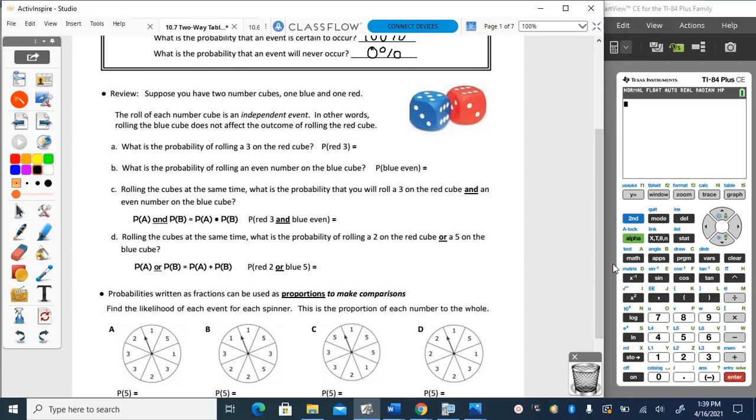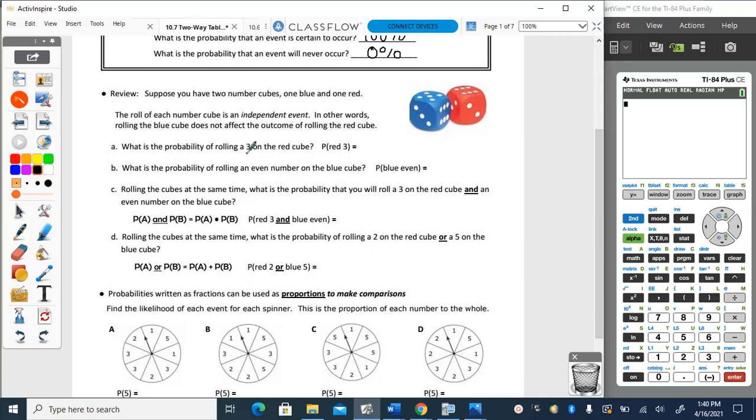All right, so let's look at a couple of things. Suppose you have two number cubes, one blue and one red. It says the roll of each number cube is an independent event. So we're going to talk about independent probabilities first. In other words, rolling the blue cube does not affect the outcome of rolling the red cube. Independent just means one won't affect the other outcome.